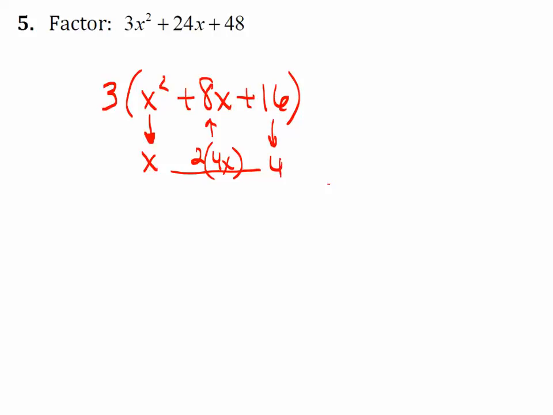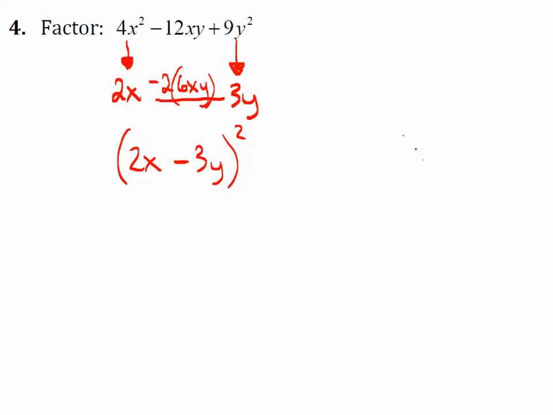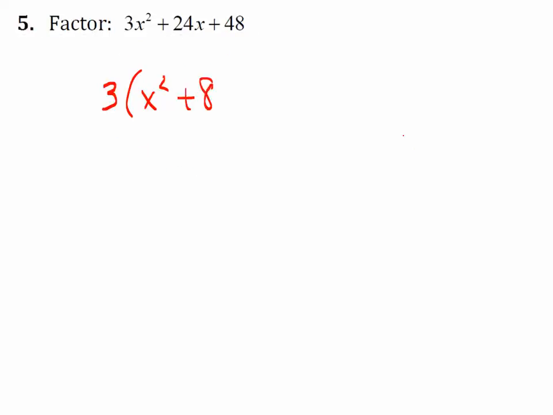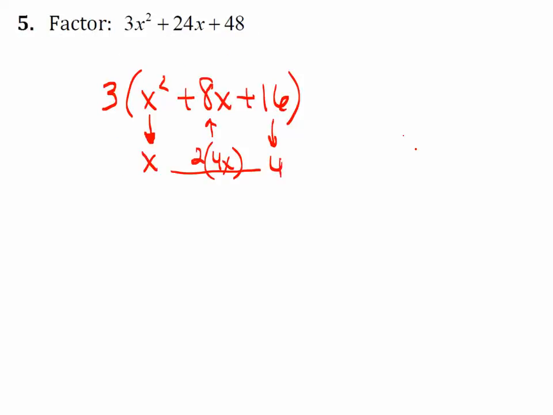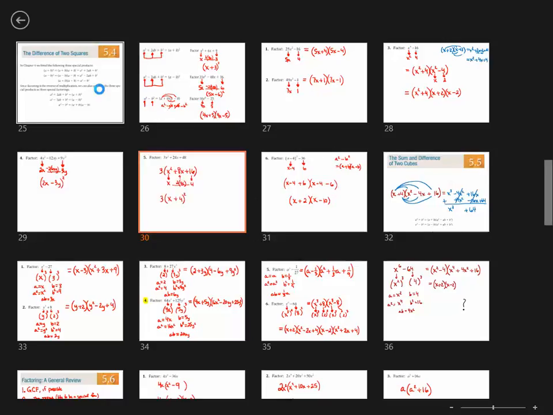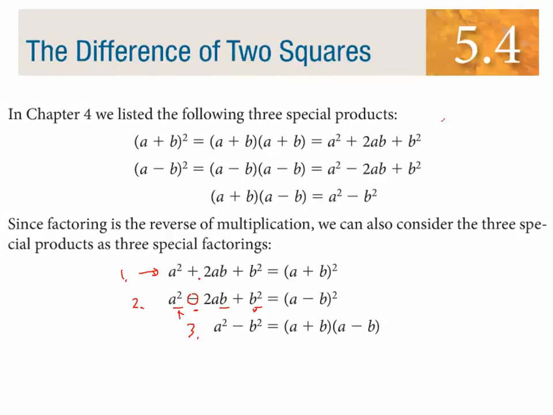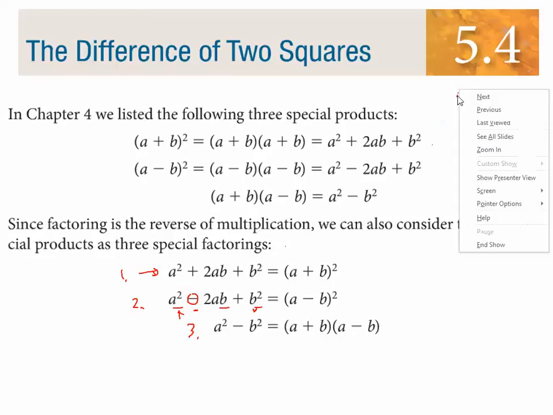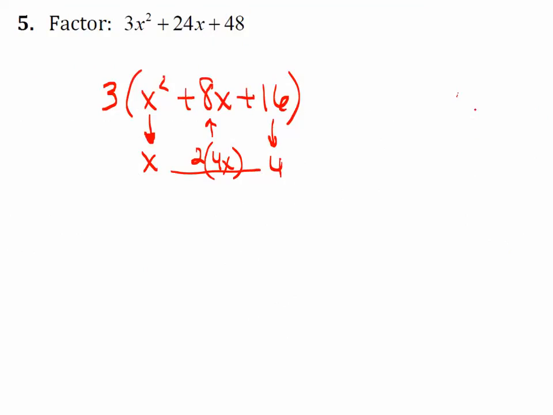First form. First form is the trinomial with all pluses. Let me just go back real quick here. There it is, right? First form, all pluses. The second is similar, it's just a minus sign instead of a plus sign. Yep. So the answer is 3, and then we have x plus 4 taken to the second power.